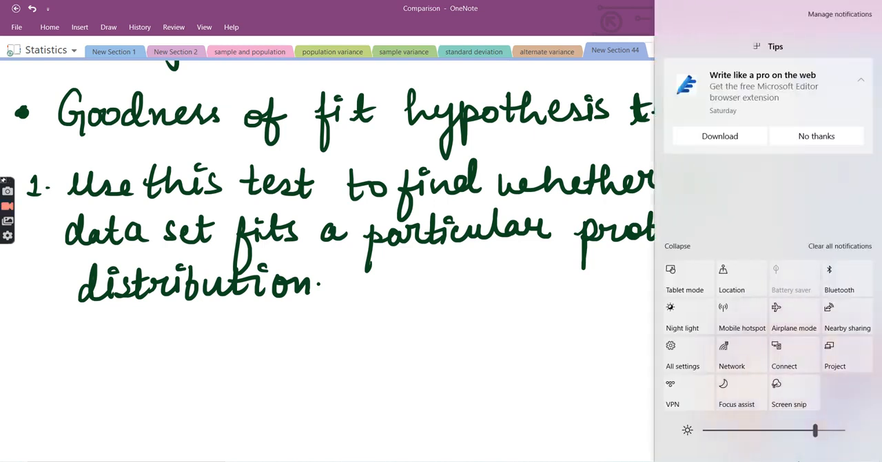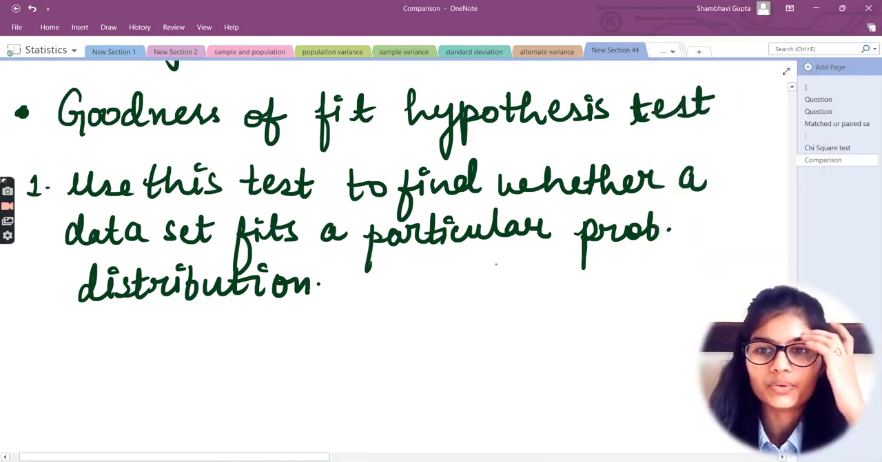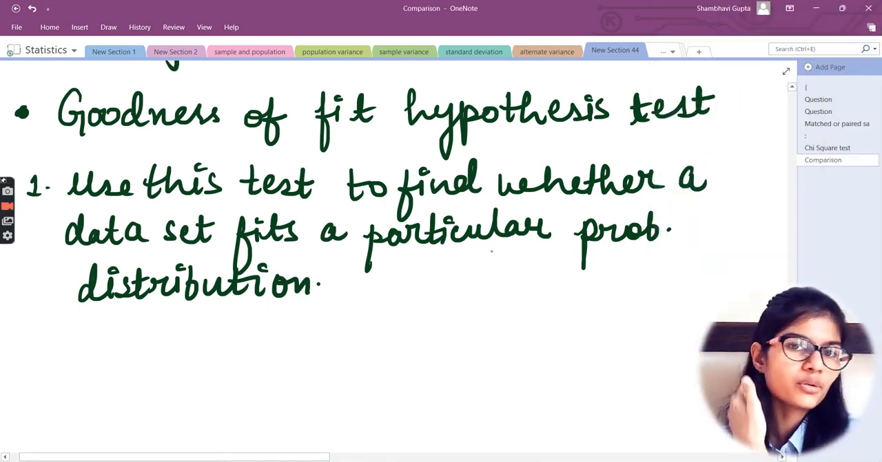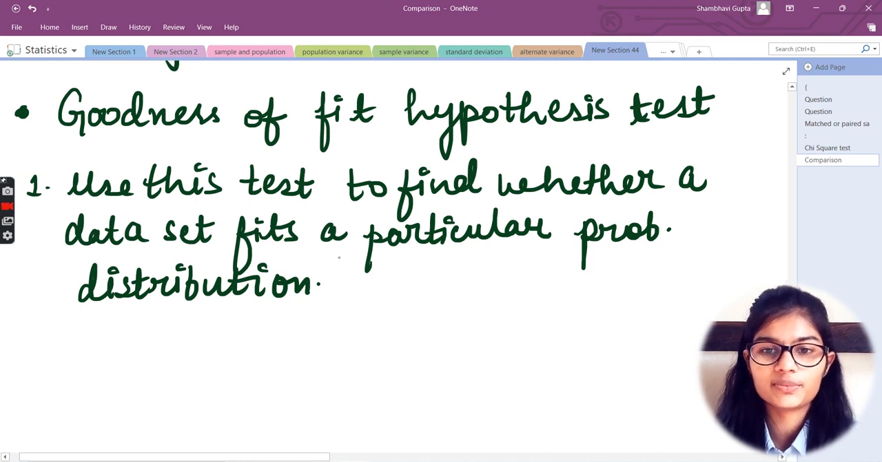Okay, I will just make a little change here. Let me quickly remove this notification. One second. Yeah, here it goes. So, goodness of fit hypothesis test: in this test, we basically use the test to find whether a data set fits a particular probability distribution or not, right? This is what it is used for.